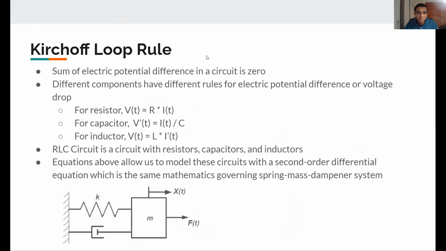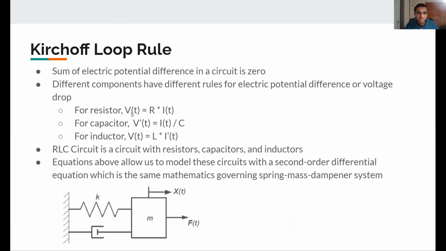All right, next we will introduce Kirchhoff's loop rule. Kirchhoff's loop rule tells you that the sum of the electric potential differences, or voltages, in a circuit is zero. As we go around the circuit, we choose a direction, we can go around a loop in the circuit, and we can see that the sum is zero.